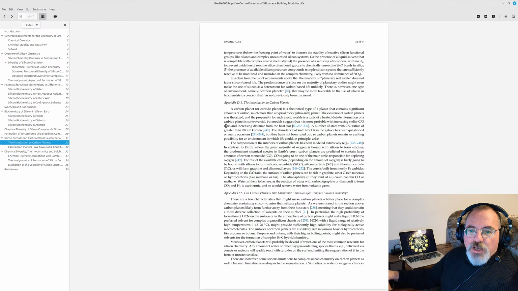A number of stars with CO ratios of greater than 0.8 are known. The abundance of such worlds in the galaxy has been questioned on many occasions, but they have not been ruled out. So carbon planets remain an exciting possibility for an environment in which life could, in principle, arise.